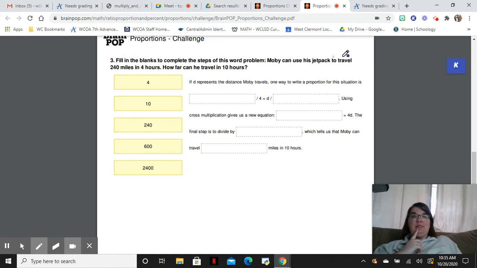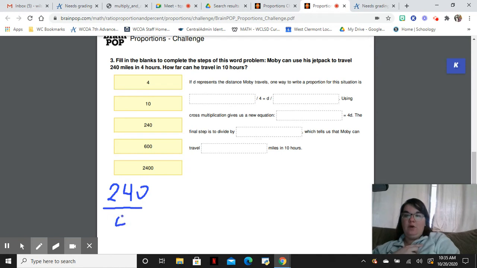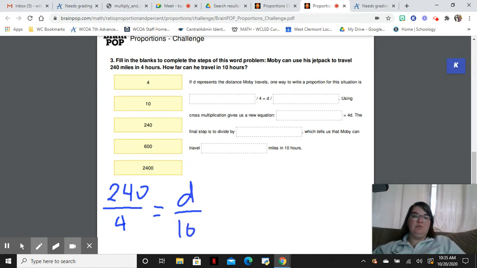So it says Moby can use his jetpack to travel 240 miles in 4 hours, and we want to know how far he can travel in 10 hours. So if we set up our proportion, we know he can go 240 in 4 hours, and we want to know how far can he go in 10 hours. Okay. Now, that's great. We've got the proportions set up. We can start taking a look at what our fill in the blanks are going to be.